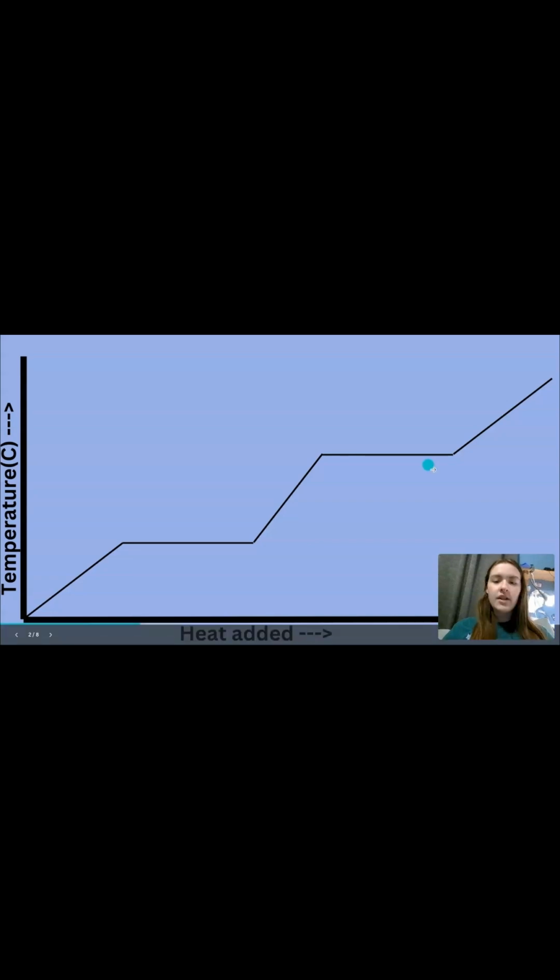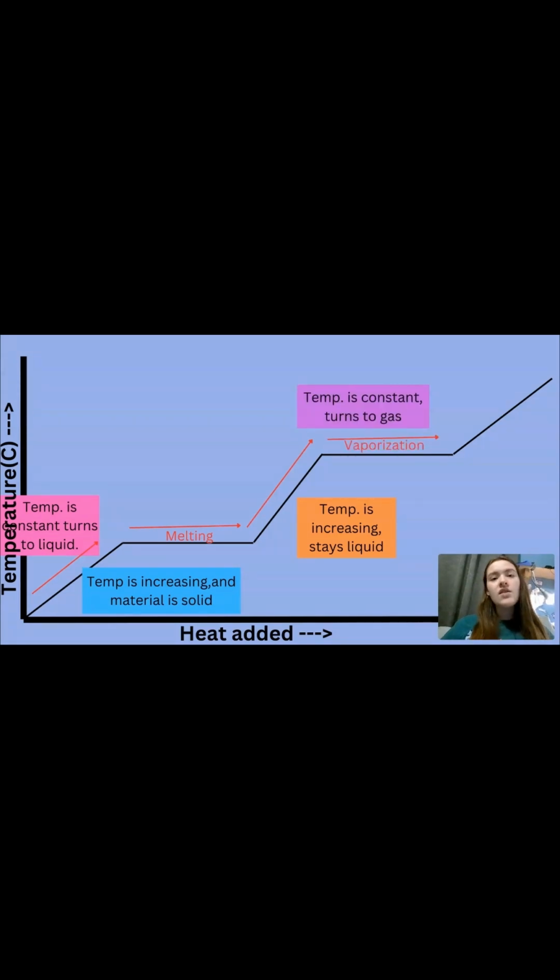This first section, the temperature is increasing and the material is solid. This second section, the temperature is constant and the material melts. In the third section, temperature is increasing and the material stays in the liquid state. In the next section, the temperature is constant and vaporization occurs, so the material turns to a gas. In the last section, the temperature is increasing and it stays a gas.